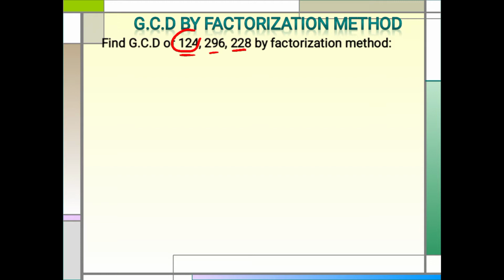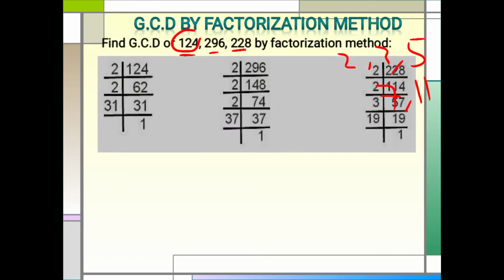So how will you find out prime factors? For prime factors, you must use prime numbers. What are prime numbers you have? Obviously, they are 2, 3, 5, 7, 11. So you have to use these numbers. Okay, so let's start from the 124. So what you have to do, you have to resolve this 124 into its prime factors.